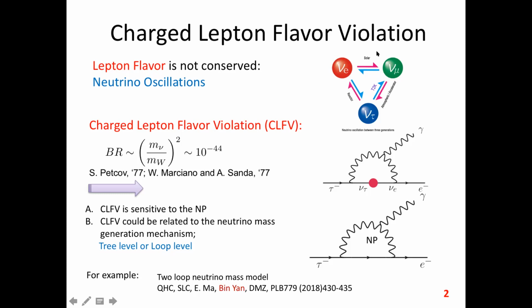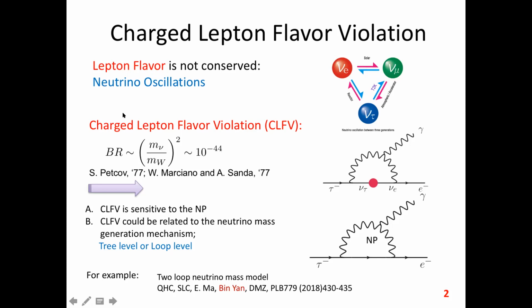So after we include the neutrino mass term, in principle we could also generate charged lepton flavor violation in the standard model. This is a typical example of tau to e gamma, where we can use a mass term here. So you could generate charged lepton flavor violation. But in the standard model, this branching ratio is highly suppressed by the neutrino mass, because typically the branching ratio is m_nu squared over m_W squared. So that's roughly 10 to the minus 44.